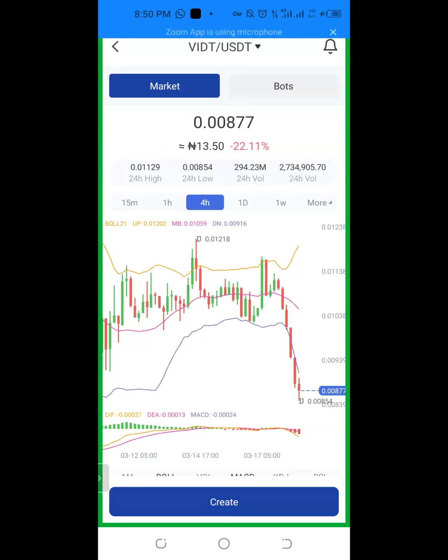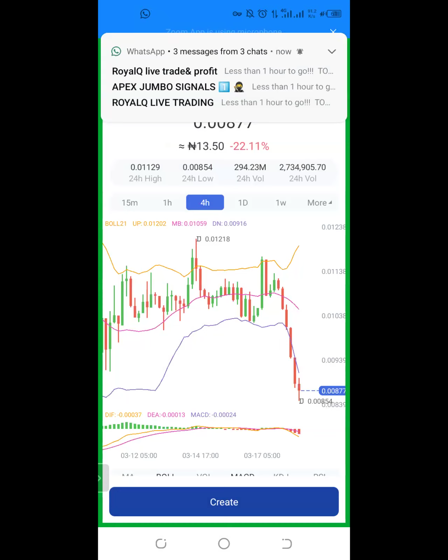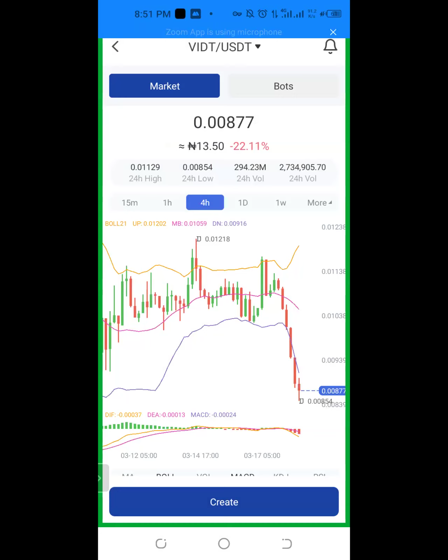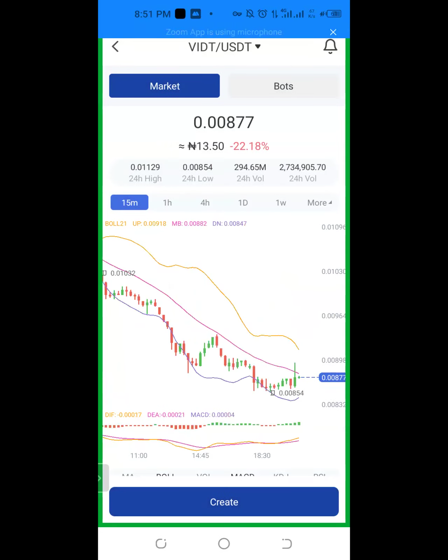So now, since we have confirmed that this coin is good to enter, it has gone down by 22%. You can take between 3 to 6%. Now, if I don't want to enter at the current price, I don't want to enter with the normal way we used to enter a trade. Go to the 15-minute chart.